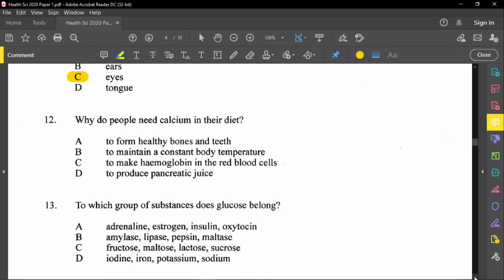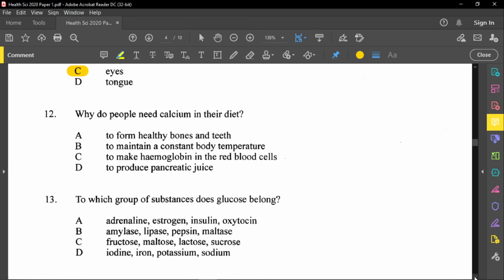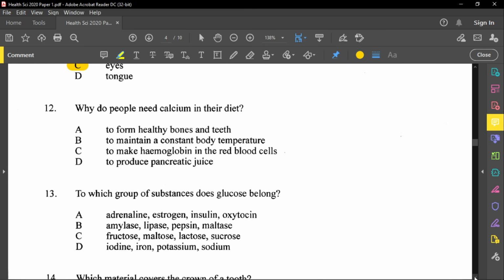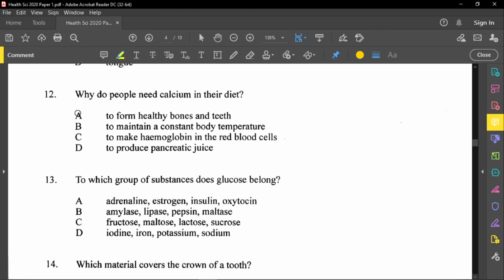Now, question number 12 asks why people need calcium in their diet. As I'm sure you know, the doctor will tell you that you need calcium for healthy bones and teeth. So number 12 is A.